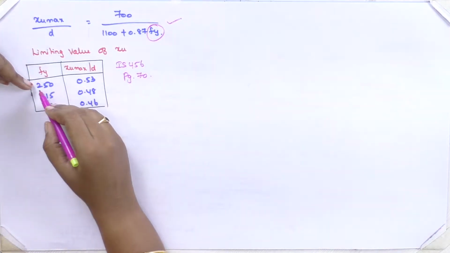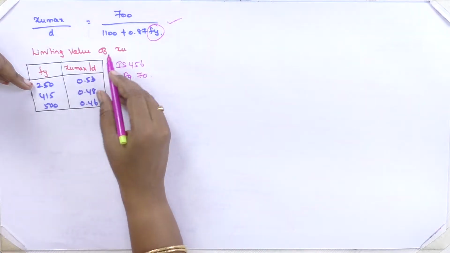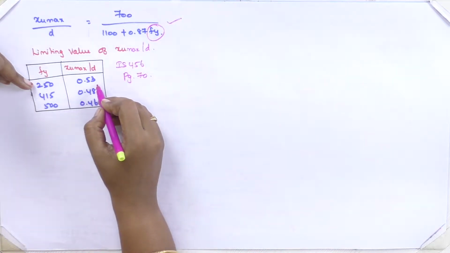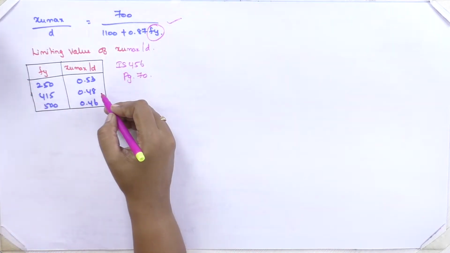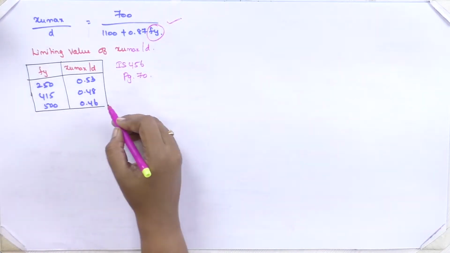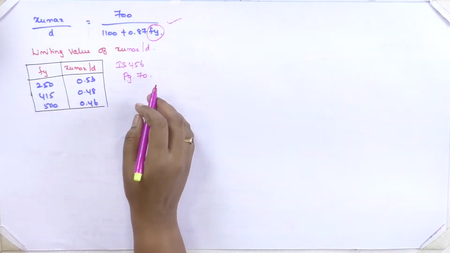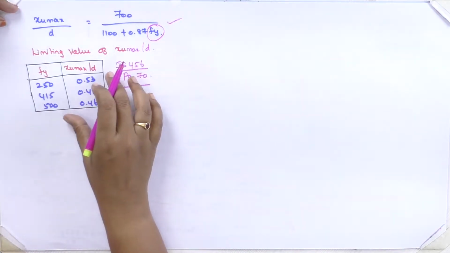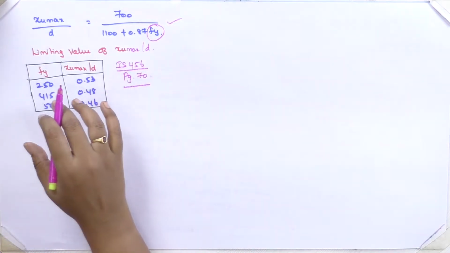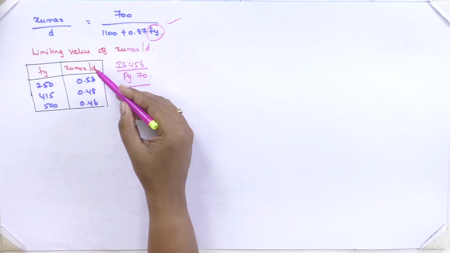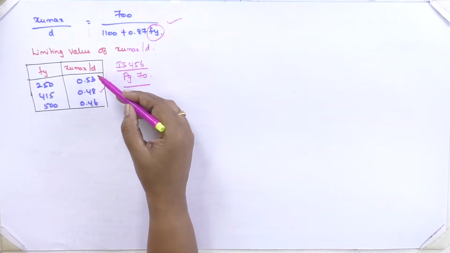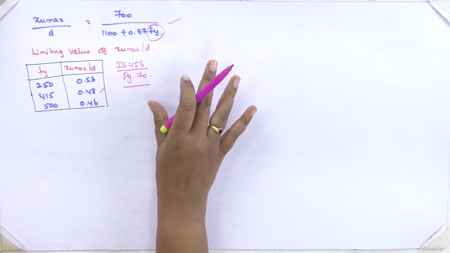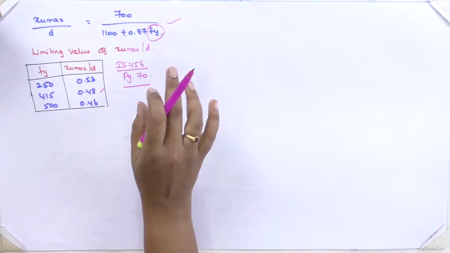When you are providing 250, the limiting value of Xu max by D is 0.53. When you are providing 415 steel, it is 0.48. When you are providing 500, it is 0.46. These are some of the values. It is there in the code book IS 456, page number 20. When your problem is given for 415 steel, you can directly take Xu max by D as 0.48 and calculate the depth of your neutral axis in the easiest manner, whereas this is critical in the working stress method.